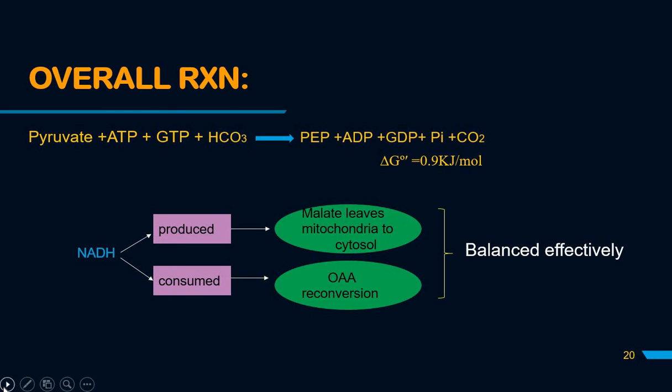The overall reaction of this step, that is conversion of pyruvate to phosphoenol pyruvate, happens by consuming ATP and GTP with a liberation of free energy of about 0.9 kilojoule per mole. NADH in the rendu steps produce and consume NADH are balanced effectively. First step produce NADH malate mitochondria cytosol போறதுக்கு help பண்ணுது, and the consumed NADH is helping in reconversion of oxaloacetate. So the amount of NADH produced is balanced effectively and consumed effectively.